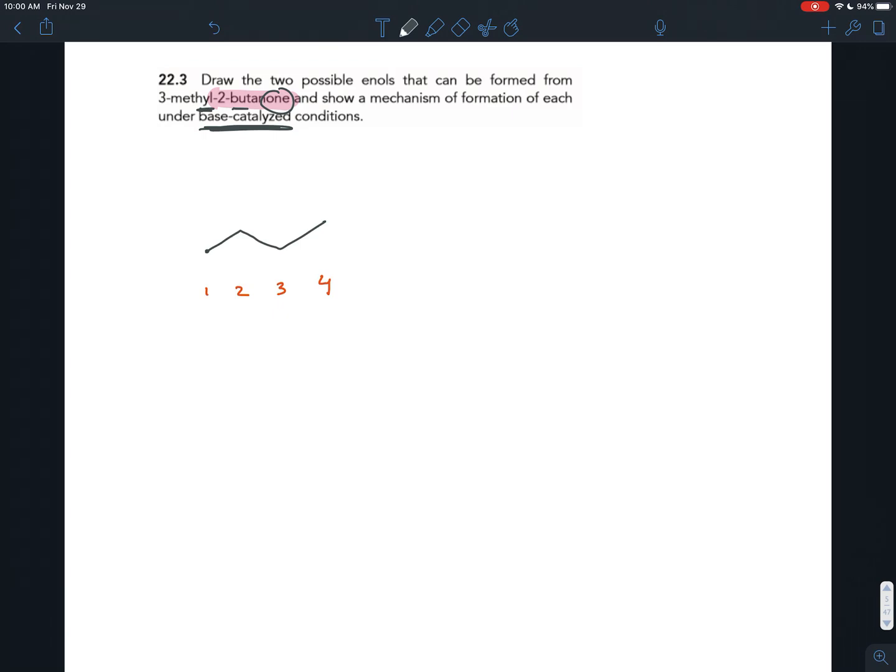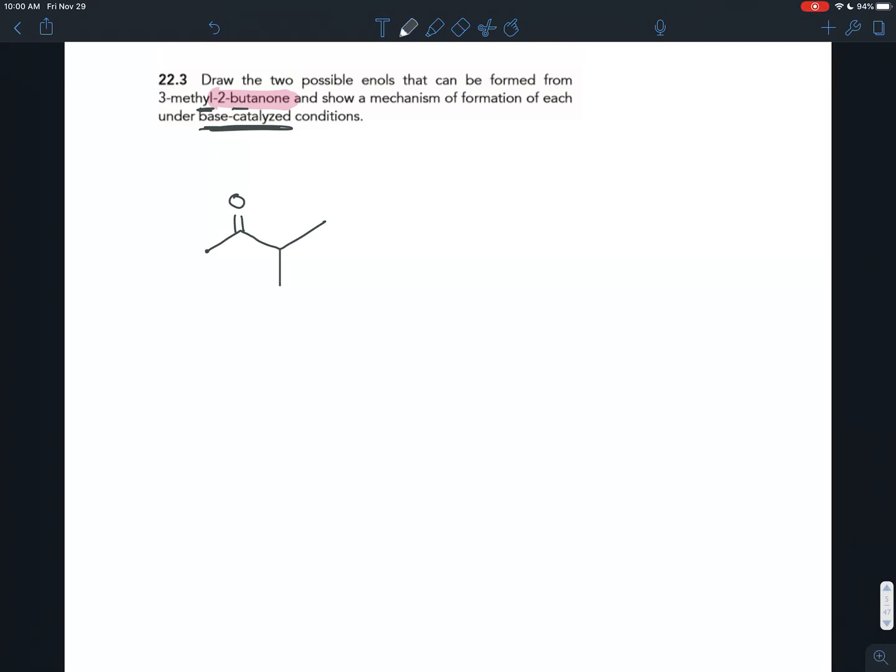The suffix is ONE. That means we're going to have a carbonyl, where the carbonyl carbon is surrounded by 2 carbons. Where does the carbonyl go? On carbon number 2. So we have our ketone here. You'll notice carbon double bonded to oxygen with a carbon on both sides. So that's 2-butanone. But we also have a methyl group on carbon number 3, so 1 carbon coming off of there. And there it is, 3-methyl-2-butanone.